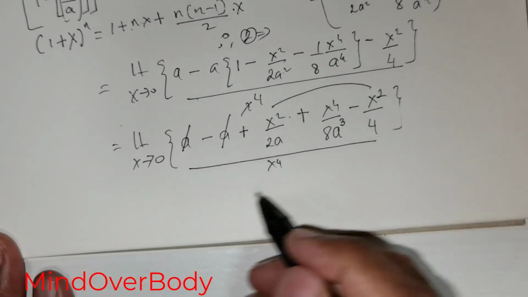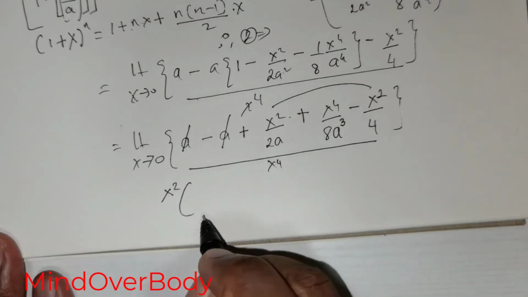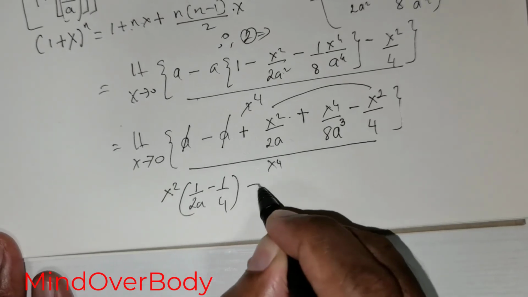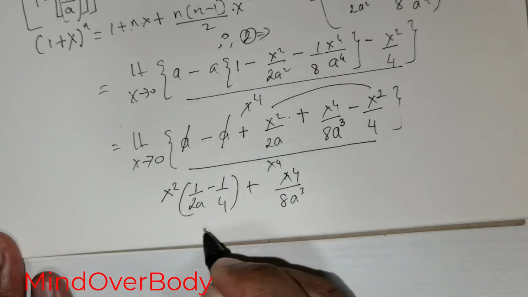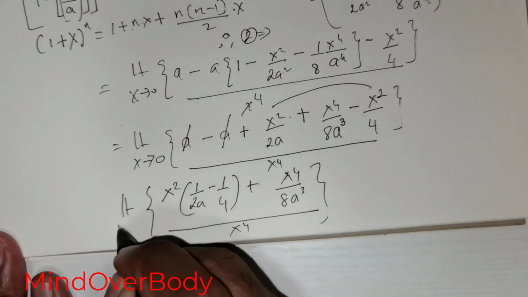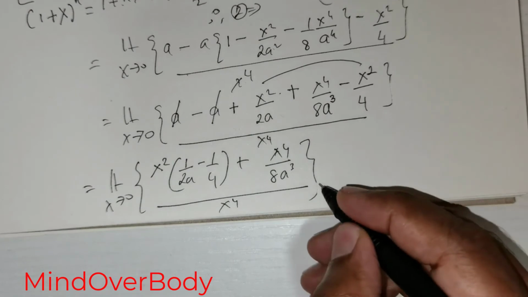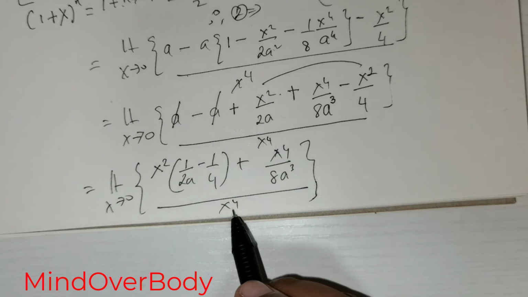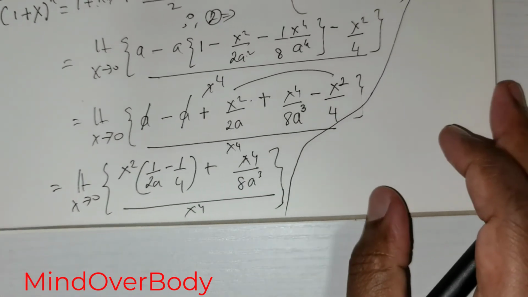Now if I were to club these two things, I can take x squared out and I can rewrite this as 1 over 2a negative 1 over 4, positive x to the power of 4 divided by 8 times a to the power of 3, divided by x to the power of 4. This entire thing will have a limit x tending to 0. Okay, now let me give you the solution here. Now I got x to the power of 4. Now I'm going to use this part for your understanding.